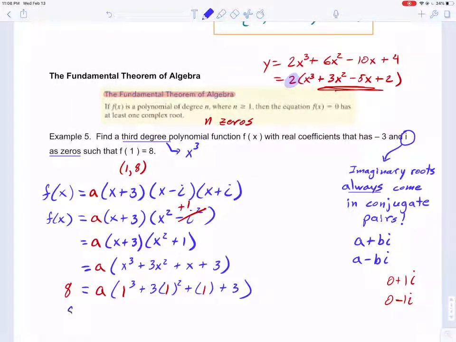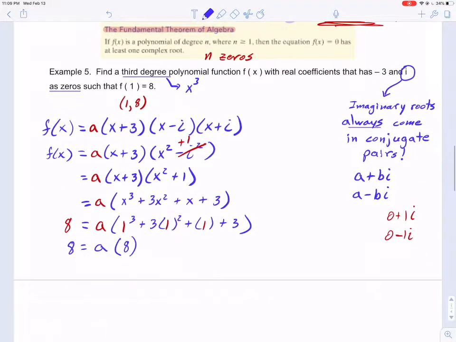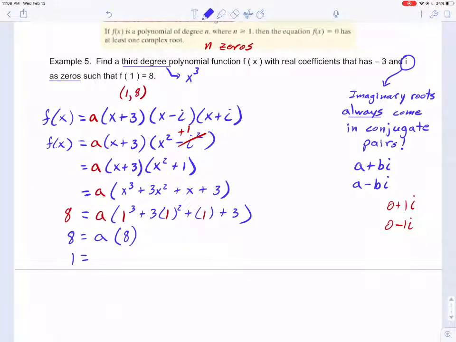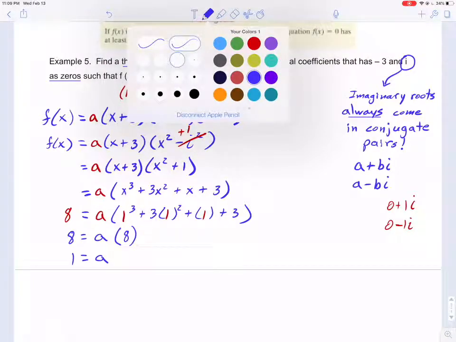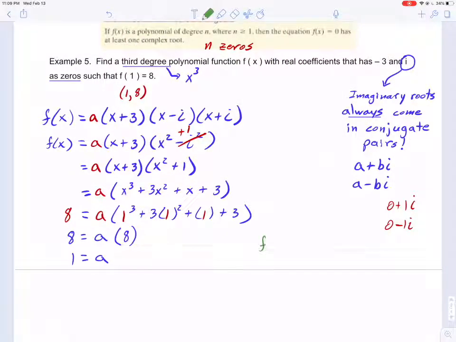In fact, I'm going to get 8 is equal to a times 1 cubed is 1, plus 3 times 1 squared is 3, plus 1 plus 3, that's 4 plus 4, which is 8. So a, after all that work, turns out to be 1 anyway. I'm going to divide by 8, right? And I get a equals 1. So ultimately, my final answer here, I'll write this in green. Green means go. After all that work trying to find a, it turned out that a was just 1 to begin with. That's kind of annoying, but oh well.